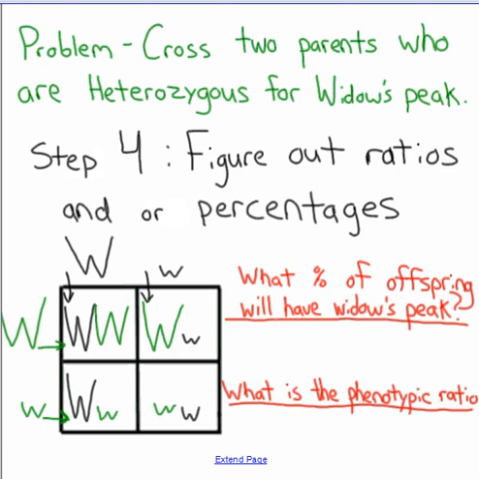So the first question, what percentage of the offspring will have widow's peak? You might need to look back to the beginning of the problem. The beginning of the problem said big W equals widow's peak. So what boxes of the 4 have widow's peak? I'm looking for a big W here. So this one for sure has one big W. This has a big W. This has a big W. So 3 out of 4 have a big W, and that means 3 out of 4 is 75%.